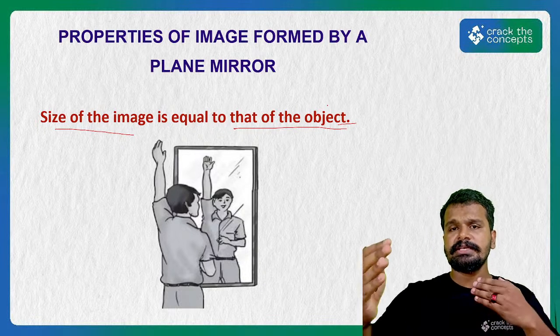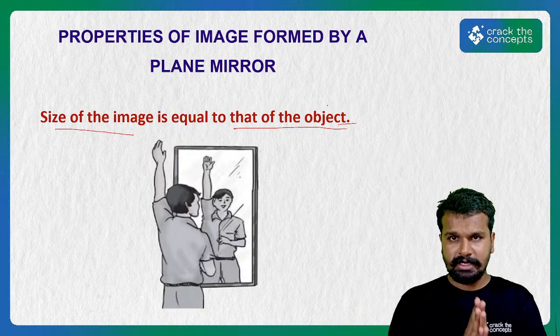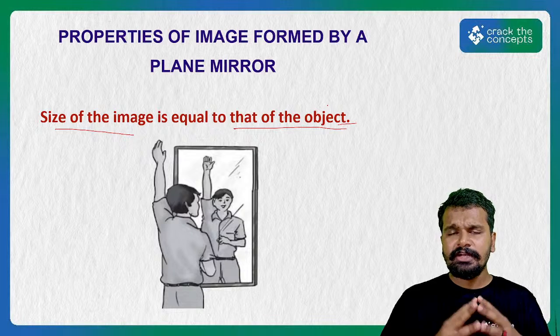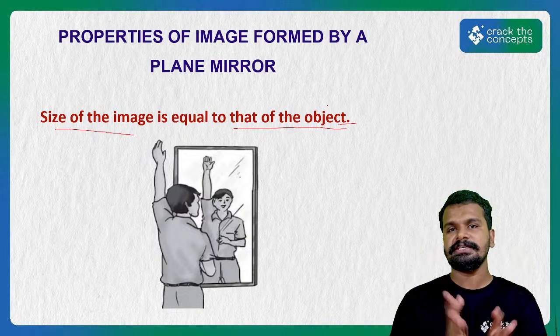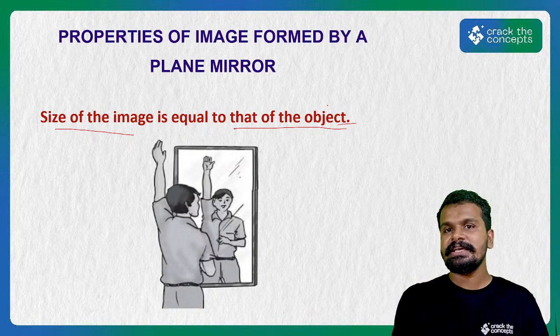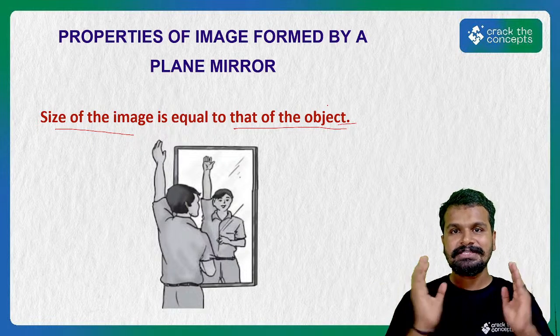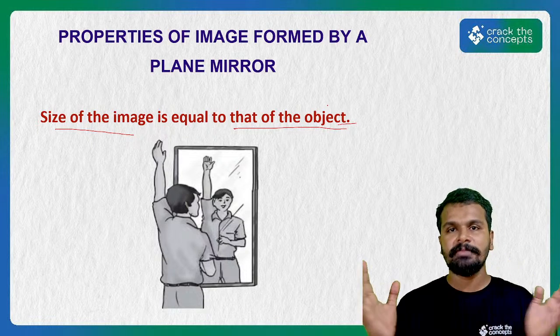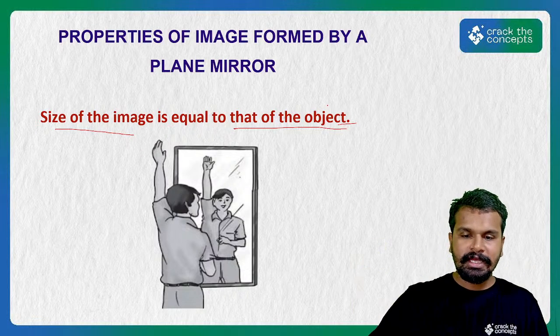Got it? Just imagine you are standing in front of the mirror, and you can see that your image is also formed of the same size as your body. Okay? Or we can say that the size of the image and the size of the object will be the same in front of a plane mirror, when the object is in front of a plane mirror. Clear?